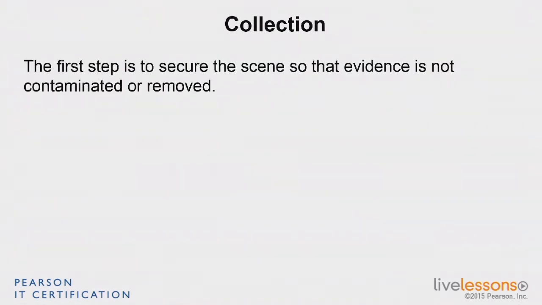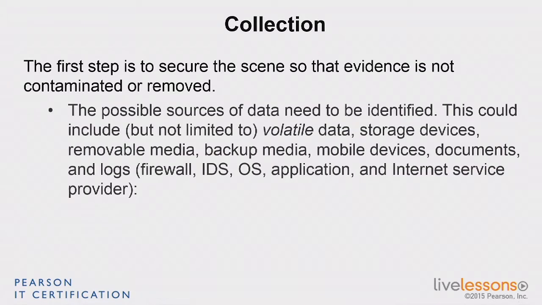So our first step is to secure the scene so that evidence does not get contaminated or removed. The possible sources of data do need to be identified. The sources of data could include, but are not limited to, volatile data, that's data that's in memory, that if you turn off the power of a system, you're going to lose. Storage devices, removable media, backup media, a mobile device, documents, and a variety of logs, such as firewall logs, IDS, operating system logs, application logs, and even logs from an internet service provider.